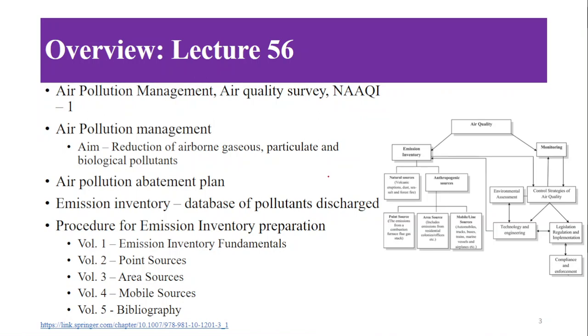For the emission inventory, as I said, it is a database of the pollutants which are discharged from the area. And the procedure for the emission inventory preparation has 5 volumes. The first volume is the emission inventory fundamentals, which gives the technical and the design aspects. The next volume deals with the point sources. So, what are the stationary sources, or which are the area sources? Area sources are those collections of point sources which emit relatively less concentration of pollutants. Then the mobile sources such as vehicles, and finally the bibliography.